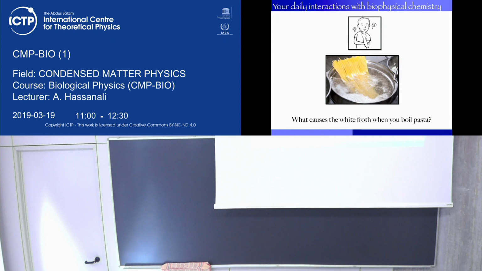When you boil pasta, you notice that you form this white froth on the surface. What is it? Some kind of fat. Some kind of protein, I can't say. I don't think it's fat.